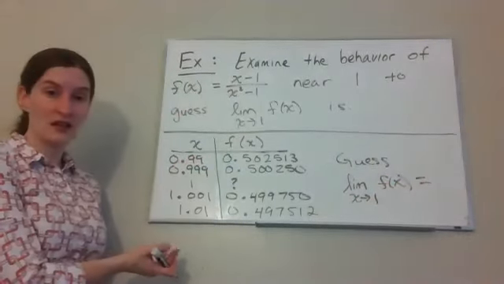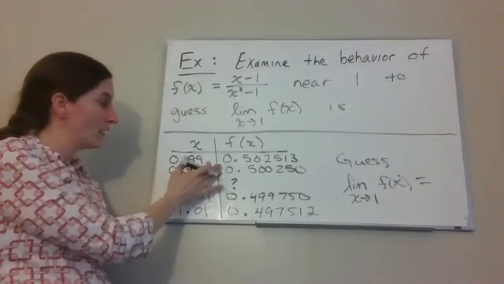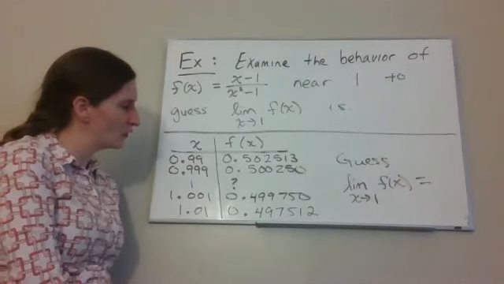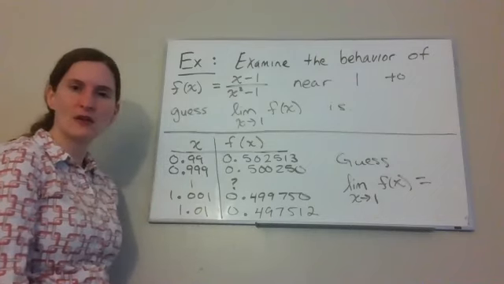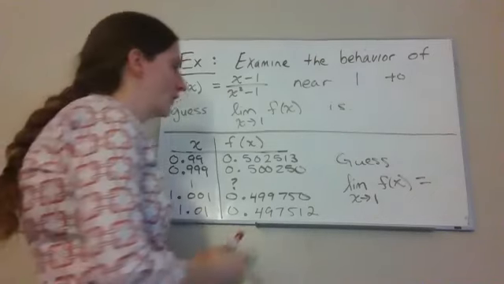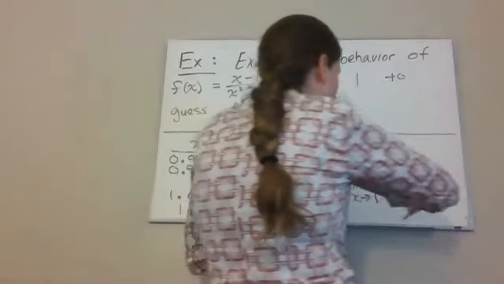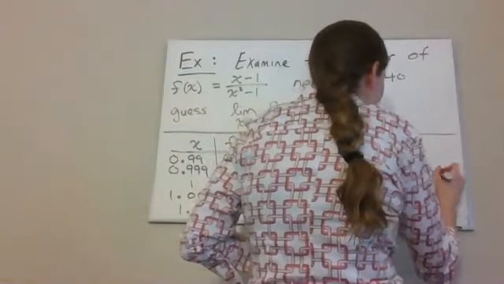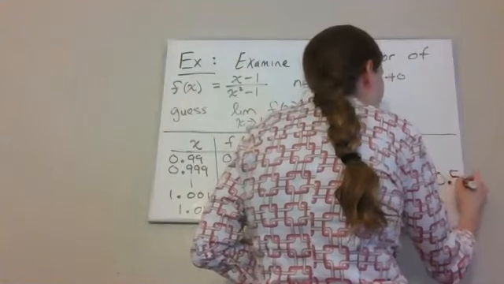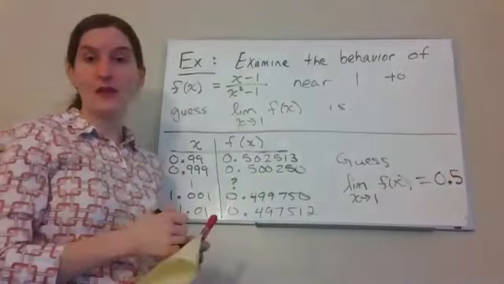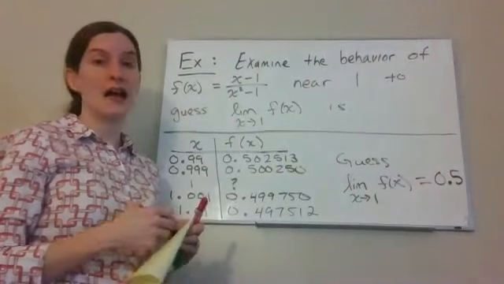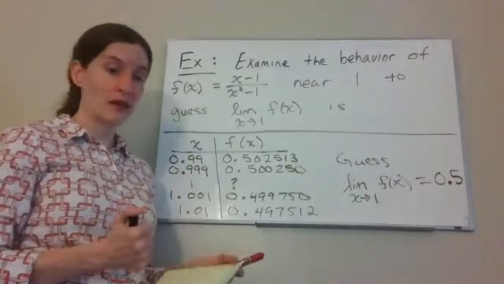what do you think it actually is? On one side, it looks like we're getting closer and closer to 0.5. On the other side, it also looks like we're getting closer to 0.5. So a very logical guess would be that this limit is equal to 0.5 or 1/2, and it actually is. And in the next video, you'll have the technique for how you can actually evaluate the limit rather than guessing.